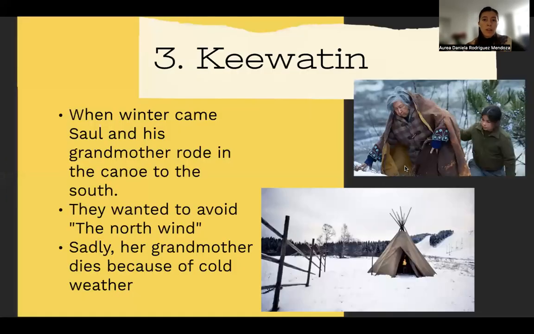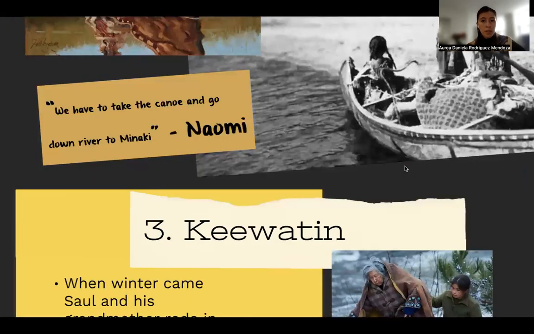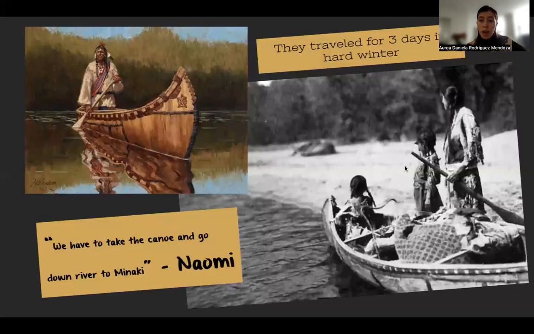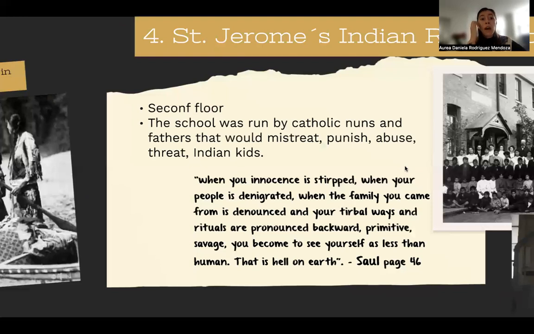The third section is called Kiwatin, which in their language means the north wind. This section represents the part where Saul and his grandmother faced the hard winter and cold weather, and how they managed to go to the south and how they tried to survive. They went in canoes. However, the grandmother didn't survive.